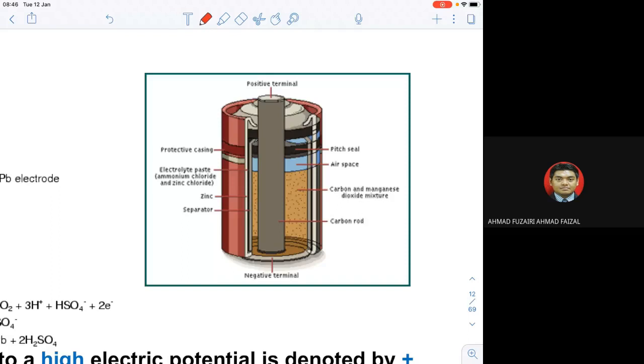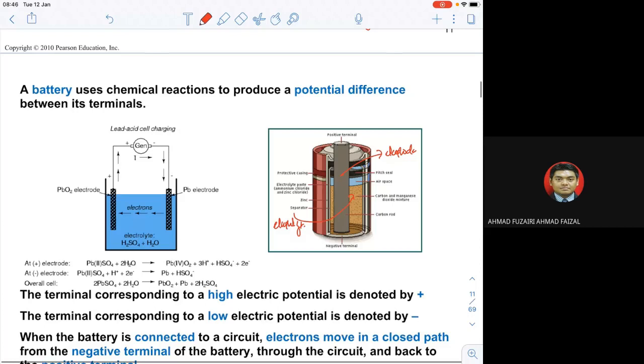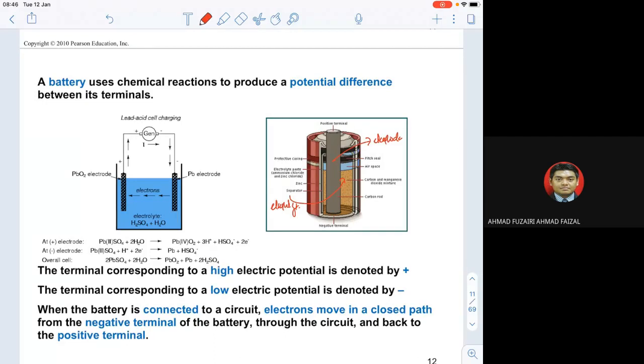Inside the batteries, we have an electrode and also electrolyte. So this is the electrode, and this one is the electrolyte. They use oxidation and reduction processes in order to produce a certain movement of the electron. The terminal corresponding to a high electric potential is denoted by positive, whereas the terminal corresponding to the low electric potential is denoted by negative.